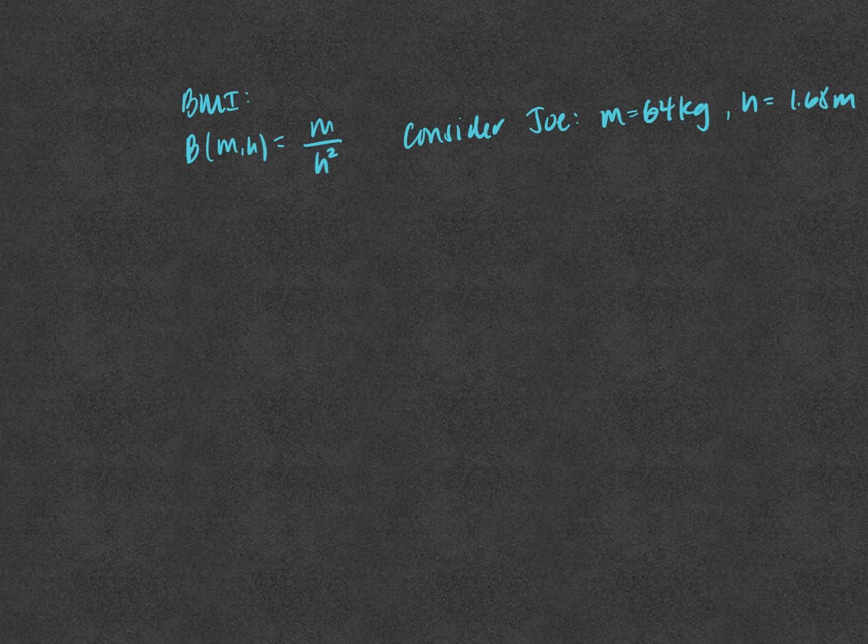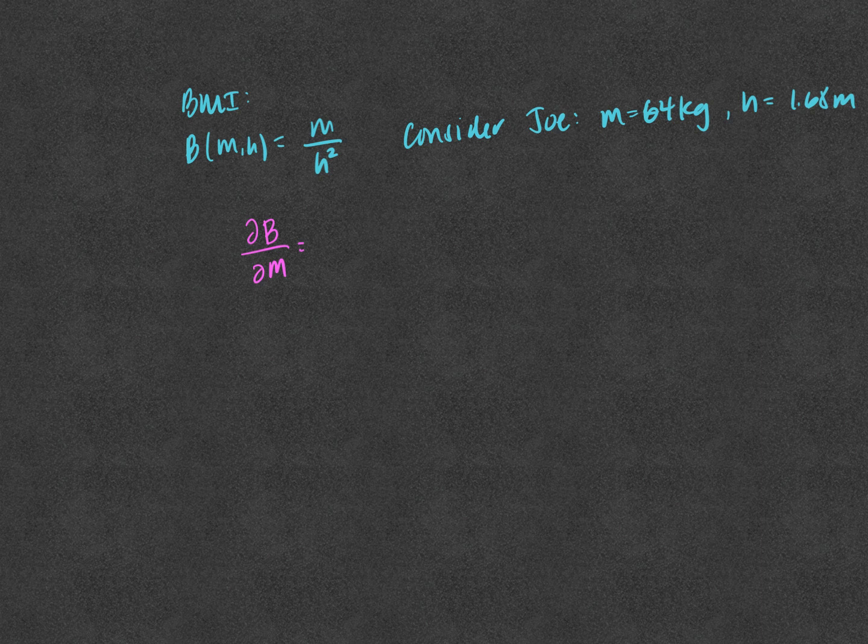Let's look at a very practical example here. Earlier we looked at the body mass index, and it's B of m comma h equals m over h squared. M is the mass and h is the height, and we're in terms of kilograms and meters. So consider Joe. He is 64 kilograms and 1.68 meters tall. And the question is to find the partial derivatives and talk about them. So let's use this notation. The partial derivative of b with respect to m. So I like the other notation better, but we should get used to this.